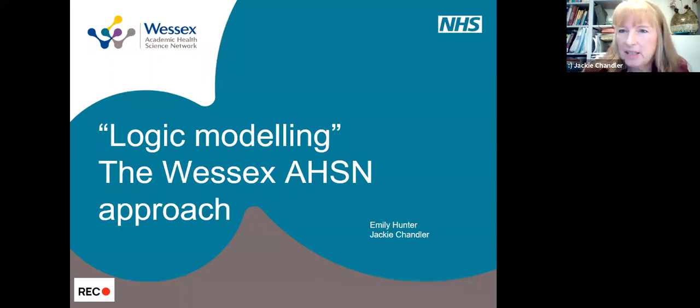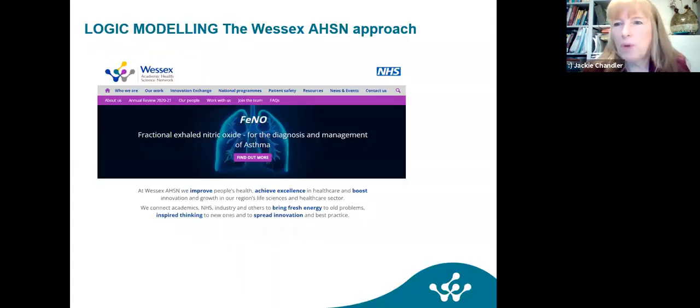Next slide, please. So we're talking about logic modeling as an activity, as a process. It's a verb, even though it might actually be producing a diagram. But I think, as everybody's already indicated, it's a very active process.